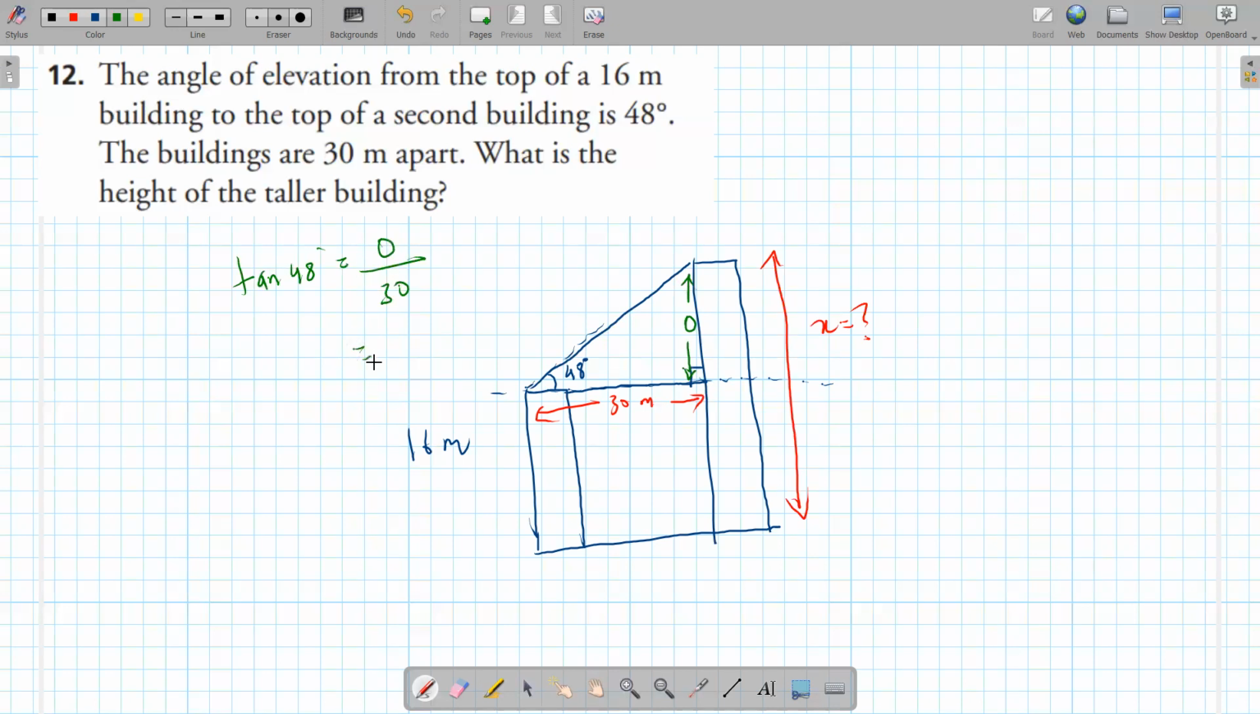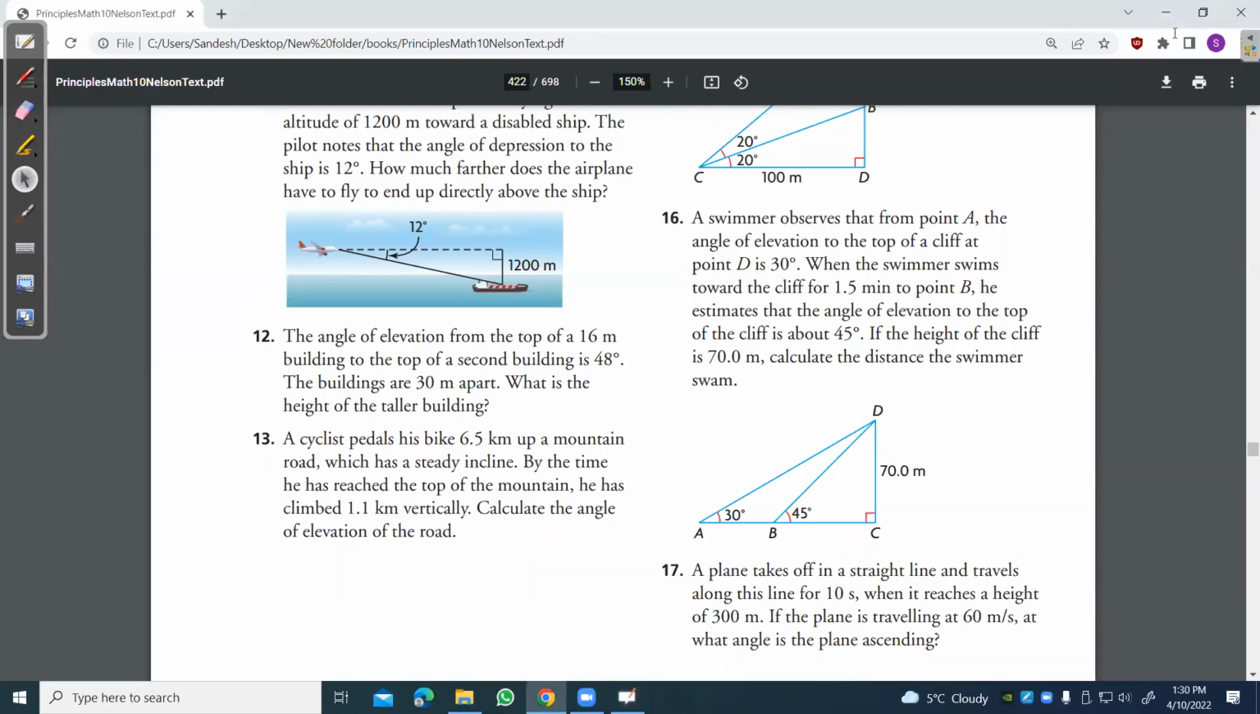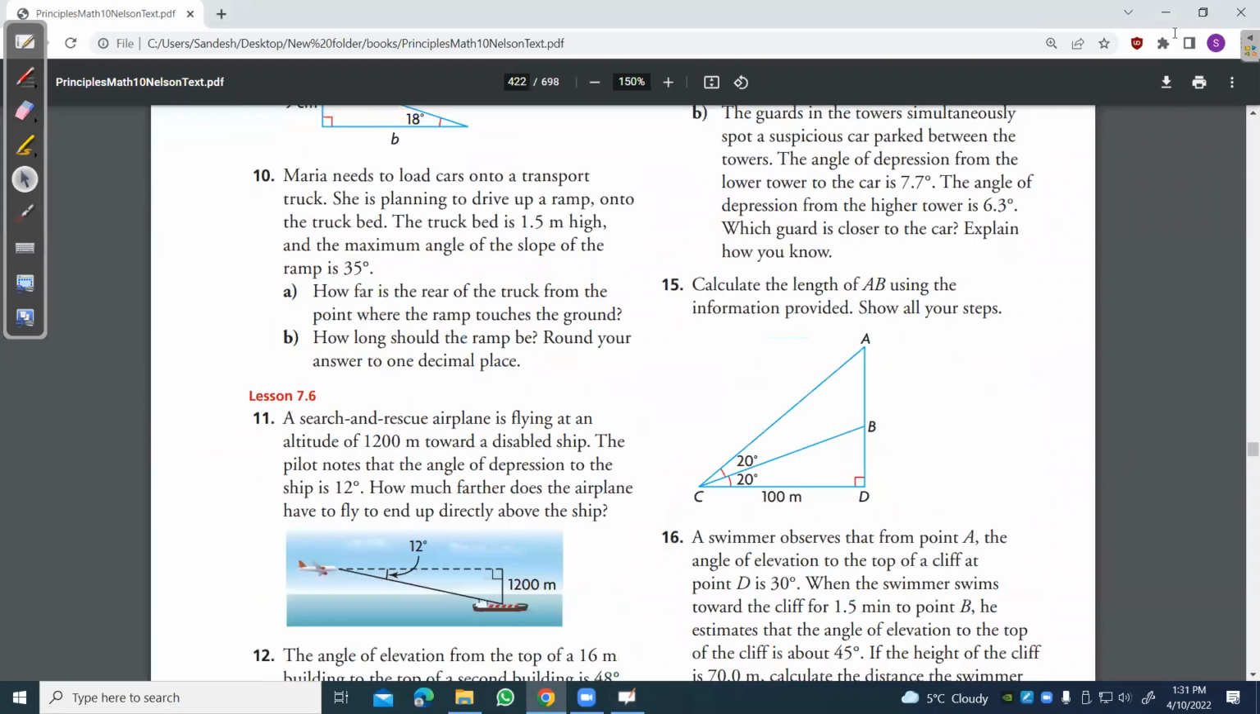How do we solve this equation for O? You multiply by 30. Good. Multiply by 30 on both sides. So tan 48 times 30, and that gives us O is 33.32 meters. So if O is that, what's the total height of the second building? You add 16 meters. Yes, you add 16 to this, and you should get 49.32 meters, and we're done. Something like this is used extensively in fields such as surveying.